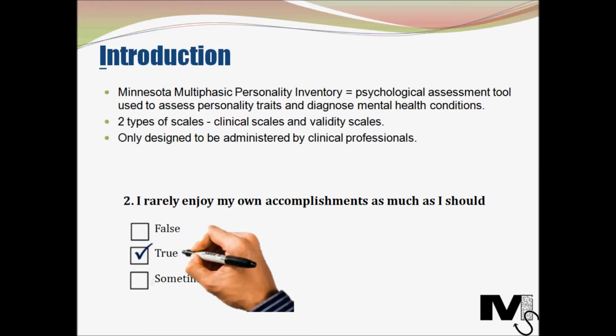The MMPI consists of two types of scales, essentially: the clinical scale and validity scales. So there are a number of clinical scales and a number of validity scales. We'll be looking into what these scales are and how they actually work in this tutorial.